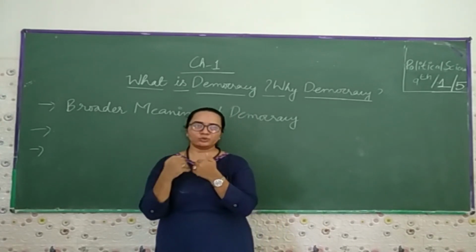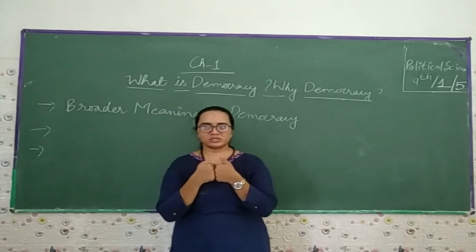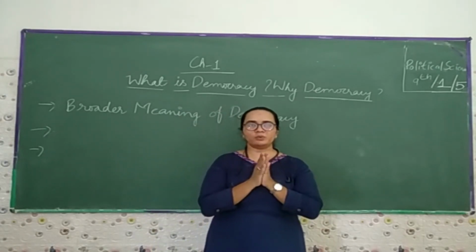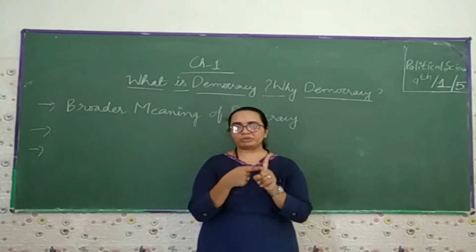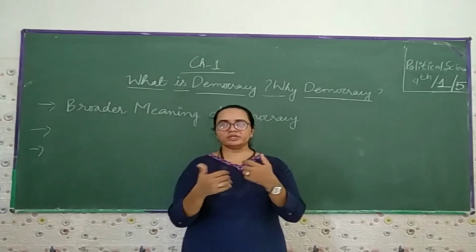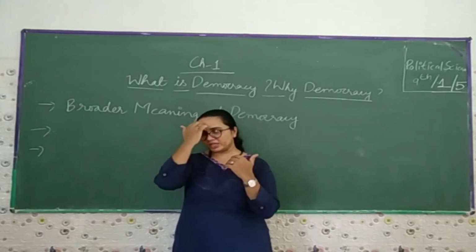Then we come towards why there is a need for a government, which we have discussed so far. Then we come towards the key features of democracy: the ruler, the election, the people, and the forms of government. We have further discussed the arguments for democracy and the arguments against democracy.